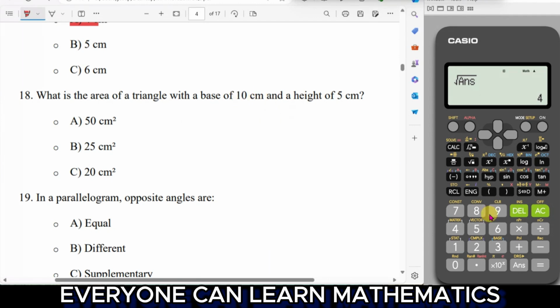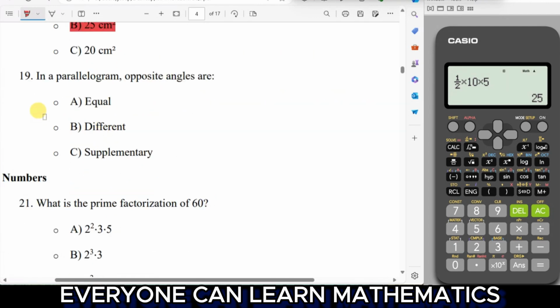So half base times height. You know half of 10 is 5, and 5 times 5 is 25, but let's use the calculator. Half times base, which is 10, times height, which is 5, gives 25. So our correct answer here is 25. Now remember to always add the unit, so it's centimeters squared. If they have not given us a unit, you write the unit squared, because area is always in square units.